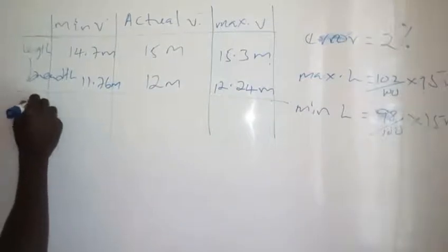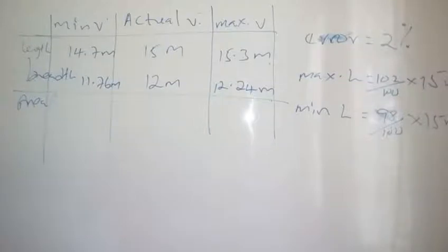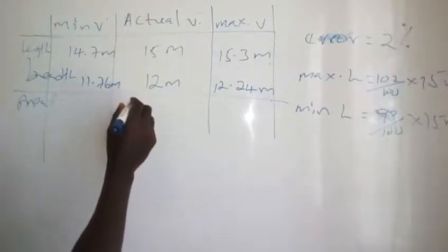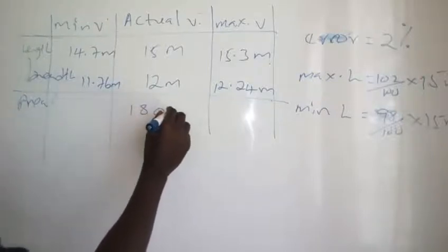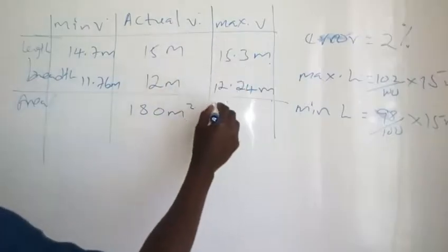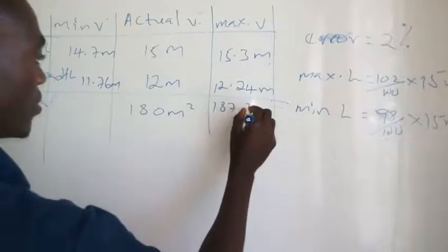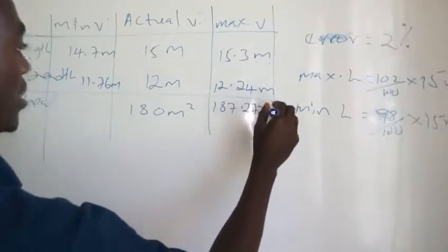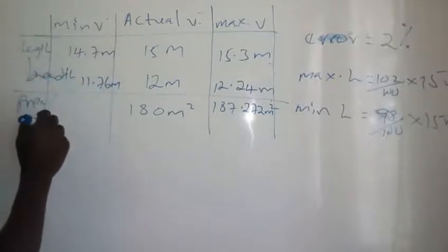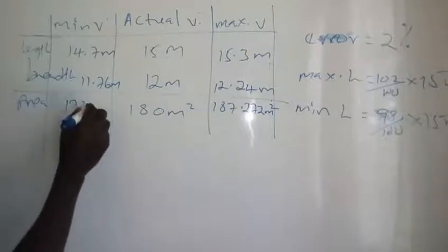The next thing we do is to calculate the area. So what is the actual area? 15 times 12, and that is 180 meters squared. Maximum area, this times this, that is 187.272 meters squared. And to get the minimum area, this times this, it will be 172.872 meters squared.